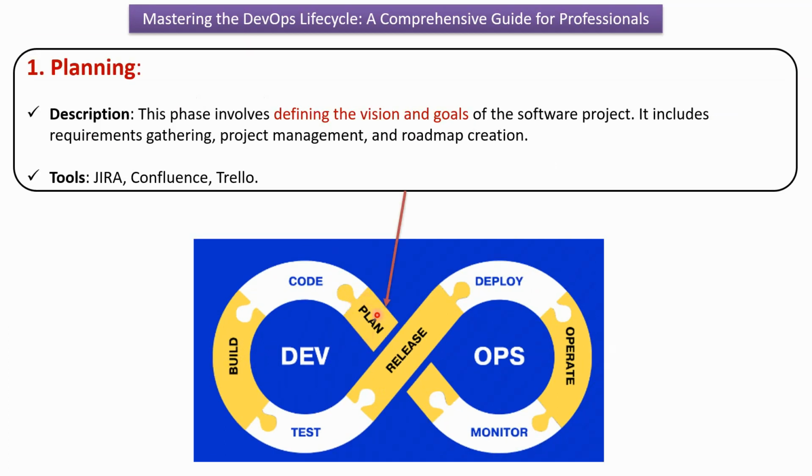Phase 1 is planning. This phase involves defining the vision and goals of the software project. It includes requirement gathering, project management, and roadmap creation. Tools used are Jira, Confluence, and Trello.